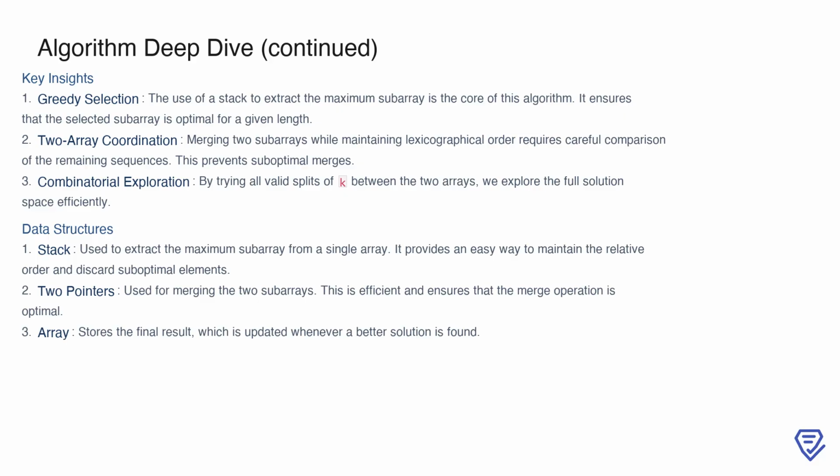To implement this approach, we rely on a few key data structures: a stack for the greedy subarray extraction, two pointers for efficient merging, and an array to store the best result. Together, these tools allow us to navigate the problem space systematically and efficiently.